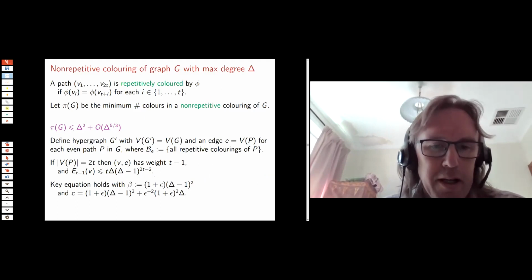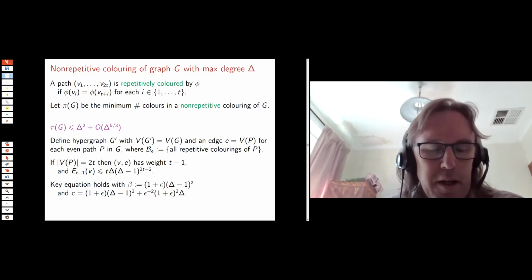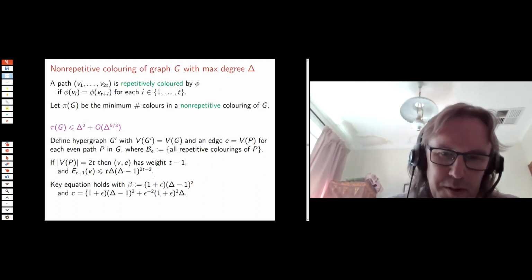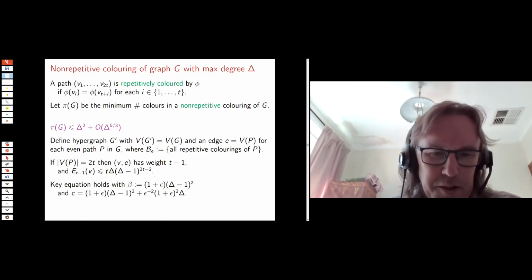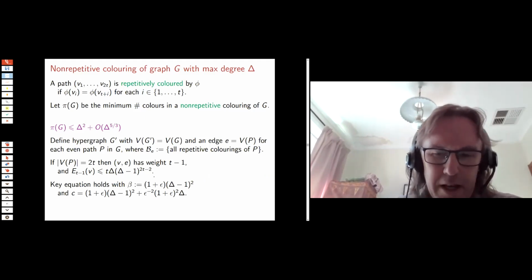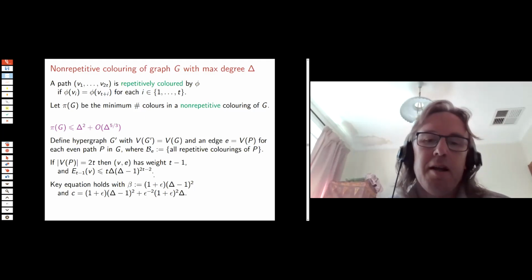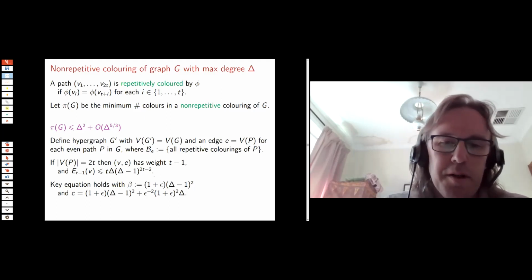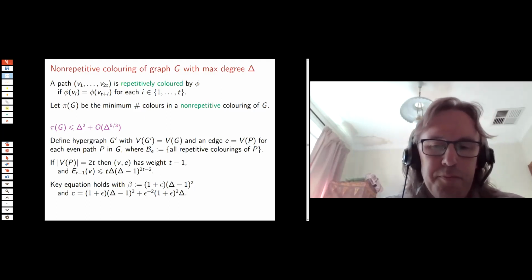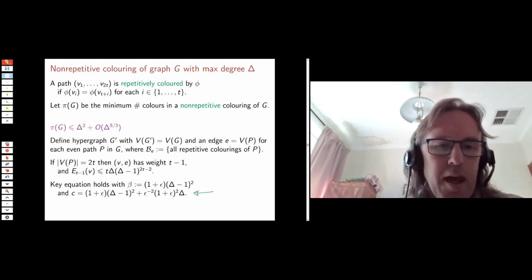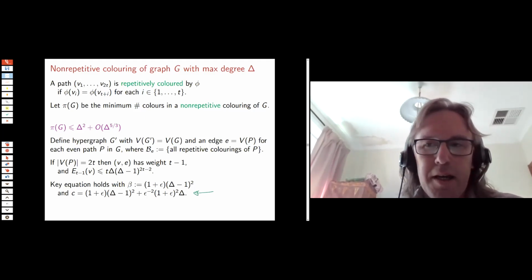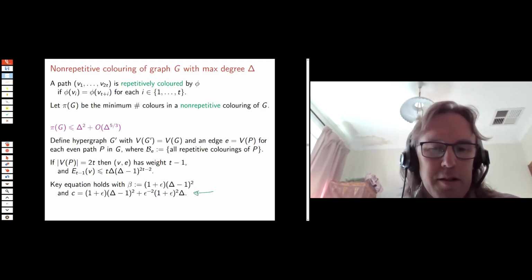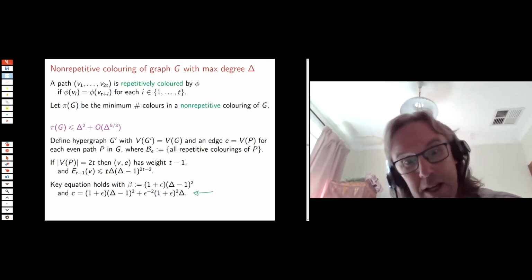And now we plug in our generic framework. The key equation holds with this choice of beta and this choice of C. Here I've introduced another variable epsilon because that makes it easier to optimize. At this point, you would optimize this equation, and you want to minimize the number of colors. The way to do that is you take a Taylor series expansion and then just take the first derivative of that and set that equal to 0.